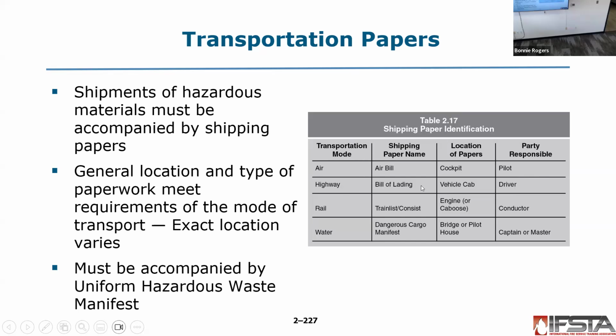On the highway, the bill of lading is the truck driver's. This could be in the cab or with the driver. Obviously, these are where we expect them to be, though sometimes things move. The rail is going to be a train list or a consist. We expect that to be either in the engine or the caboose. The conductor is responsible for it. In the waterways, it's going to be an intercargo manifest. It'll either be in the bridge or the pilot house, and the master is responsible.